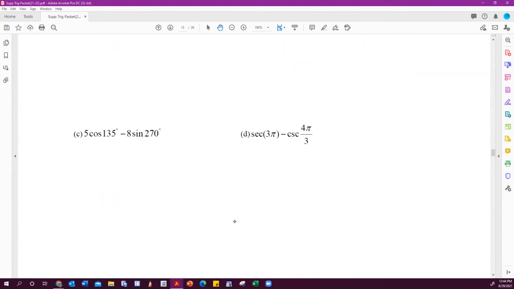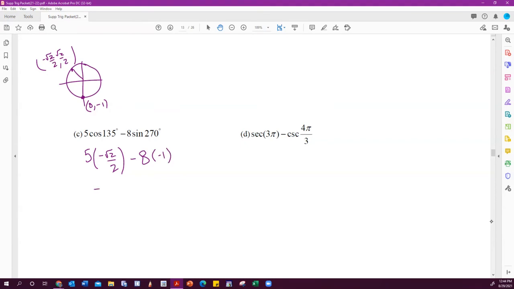How about these two? Cosine of 135. 135 is located right here. It has coordinates of negative rad 2 over 2, rad 2 over 2. So I have 5 times the cosine, negative rad 2 over 2, minus 8 times the sine of 270. 270 is down here at the bottom of the circle, which is 0, negative 1. So its sine is negative 1. So it looks like we're getting a negative 5 rad 2 over 2 plus 8.